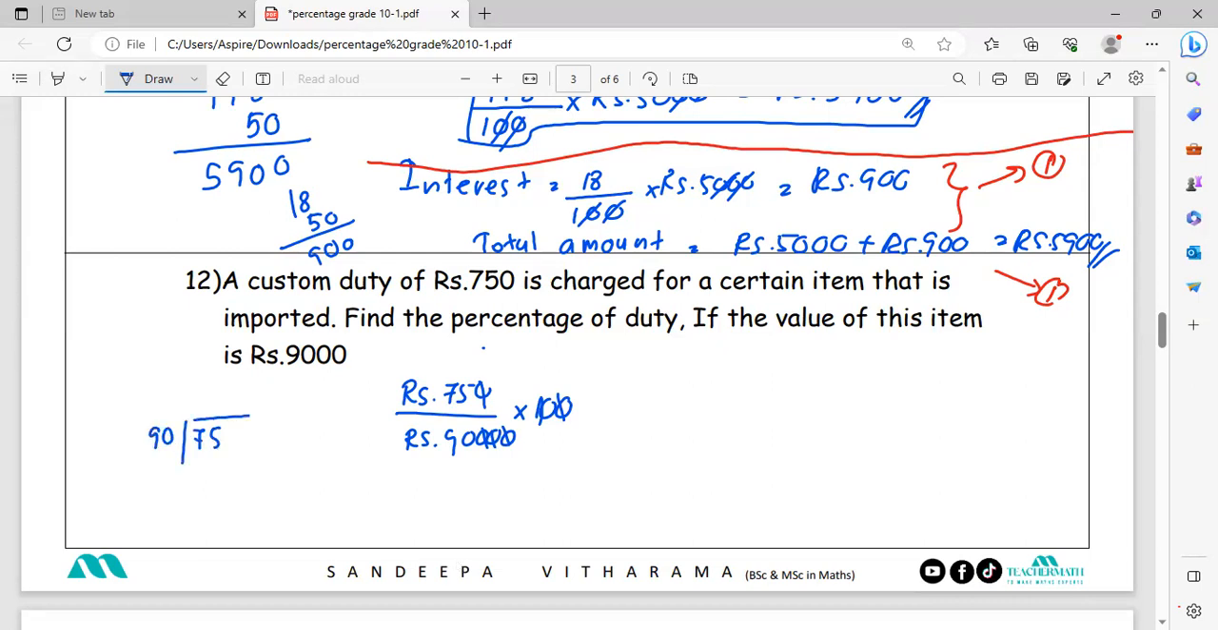It is 9,000, not 90,000. It should be 9,000. Then 75 divided by 9. 8 times 9 is 72. Remainder 3. Then take it, 3 into 9, it is 27. Then the answer is 8.3333%. Okay.